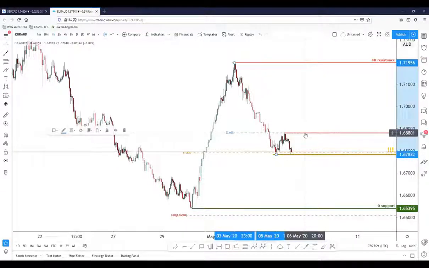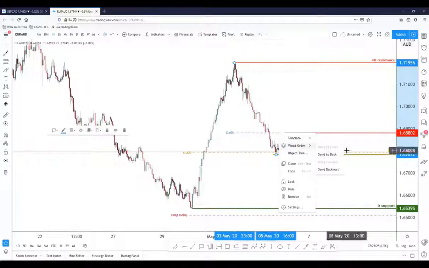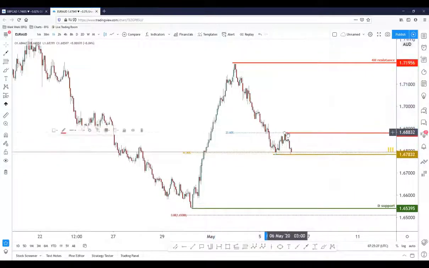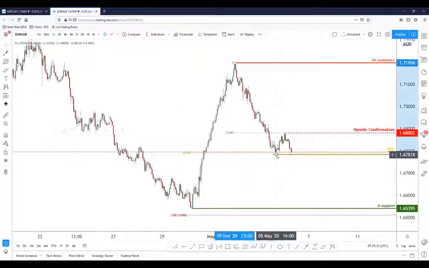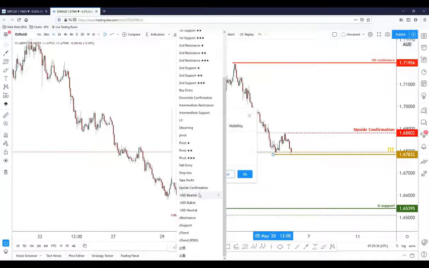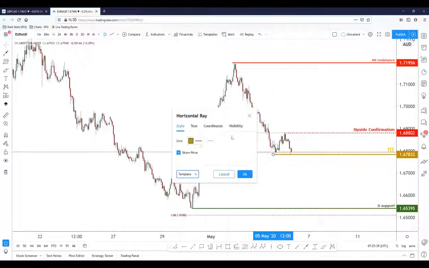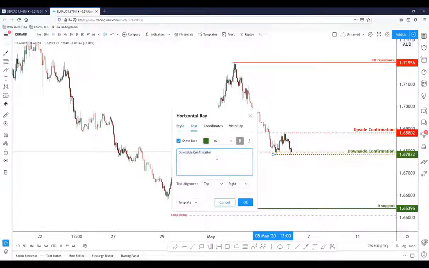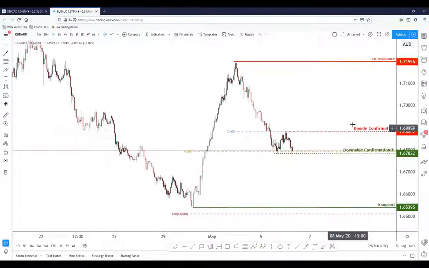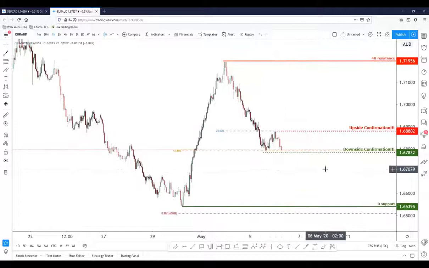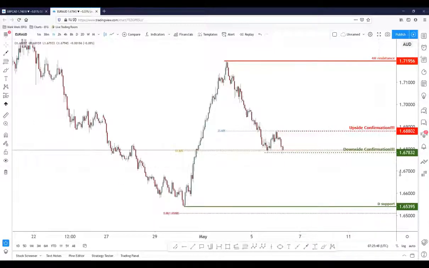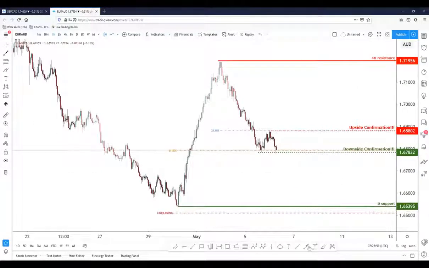I will actually call it the upside and the downside confirmation. Let me just change the, okay, I will call it the upside and downside confirmation. Downside confirmation with the three exclamation marks. Okay, very important levels. All right, so now because we are on the 1 hour, we are using the 1 hour to fine tune our strategy.